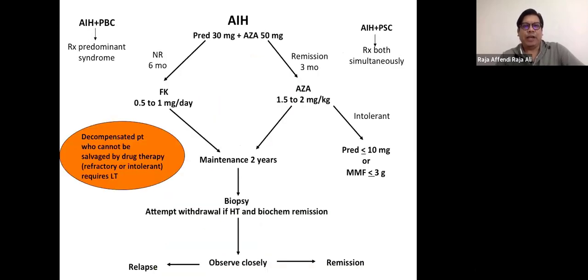Again, with patients with AIH, you can see here those with AIH overlap with PBC, we treat the predominant syndrome, and if AIH and PSC, we treat both simultaneously. Again, steroid is the essential therapy, based on the dose, using 1.5 to 2 milligrams per kilogram, and then maintenance therapy, and again attempt to withdraw the treatment by performing a biopsy to look for the disease in remission, and of course, observe the patient very, very closely.